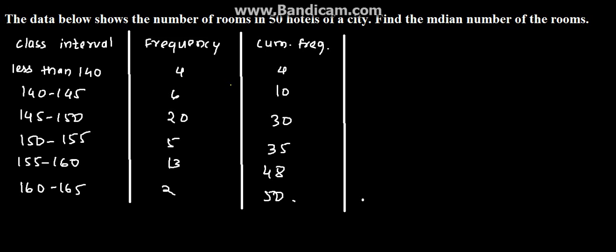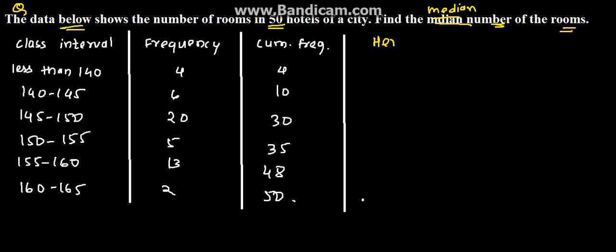Hello everyone. So the next problem in this series is: the data below shows the number of rooms in 50 hotels of a city. Find the median. This is the median number of rooms, so here we need to find the number.